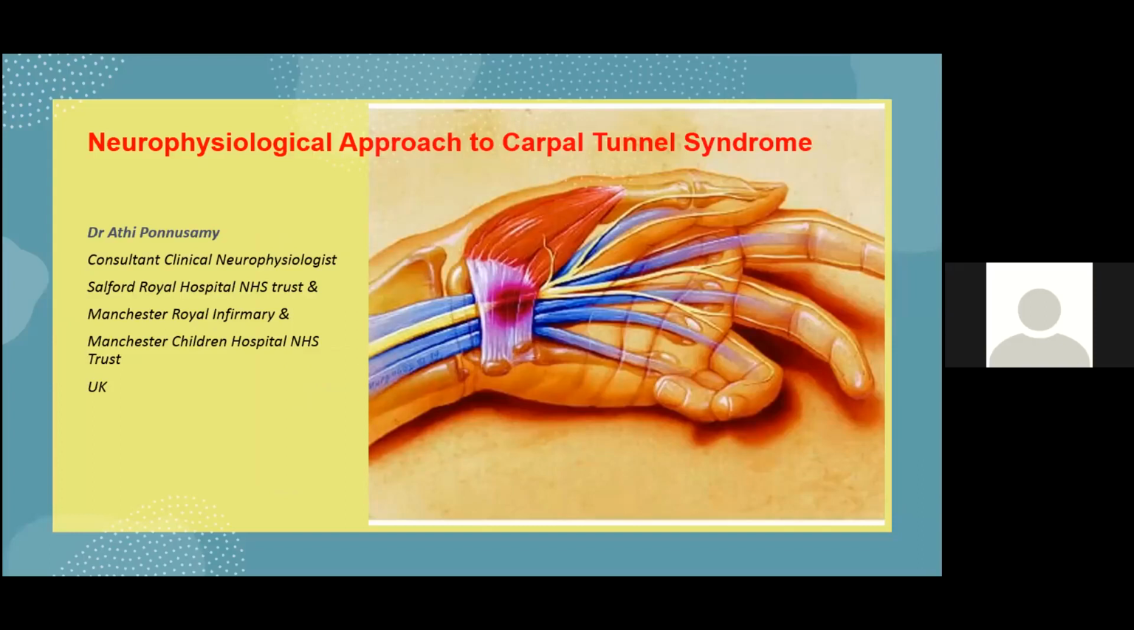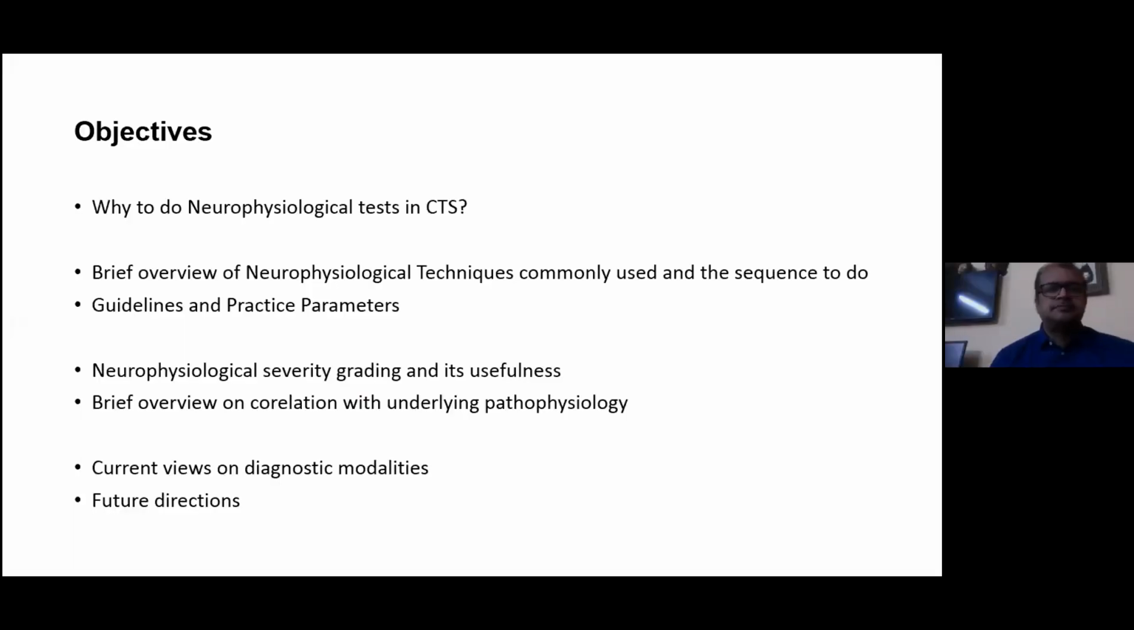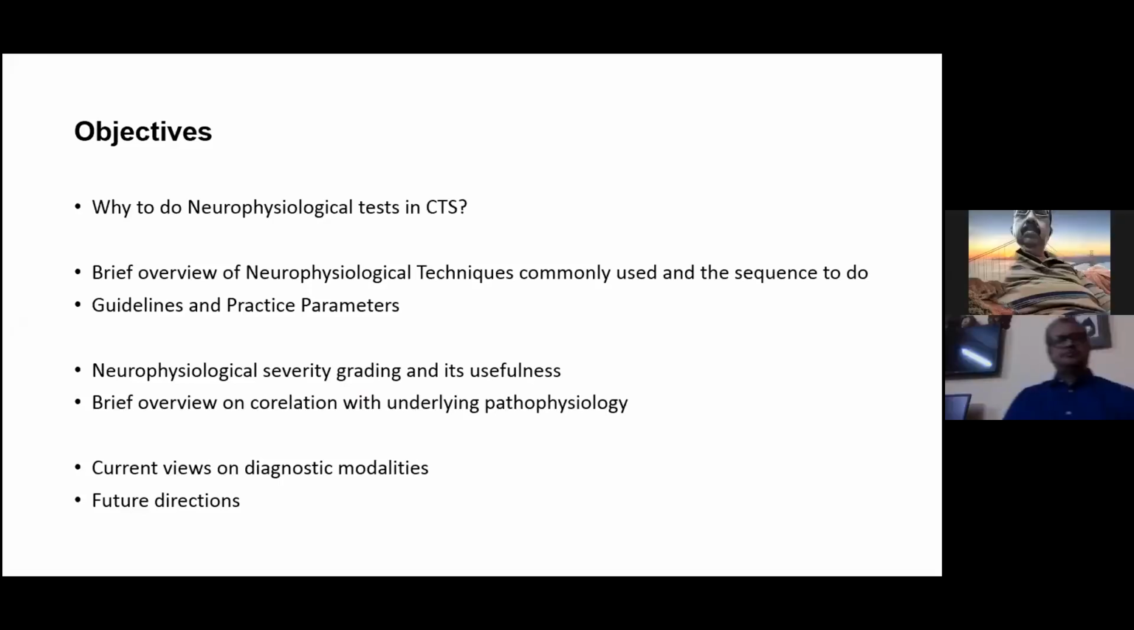So for the next half an hour, I am just going to elaborate on an overview about the neurophysiological approach to carpal tunnel syndrome. The objectives I want to cover are as follows. One, why we need to do neurophysiological tests in the first place in carpal tunnel syndrome. And then what are the current neurophysiological techniques we are using and the sequence we are applying. There is lots of discussion on it. I'm going to show a sequence I'm using. And then I just want to give some overview about the current guidelines and practice parameters on this.